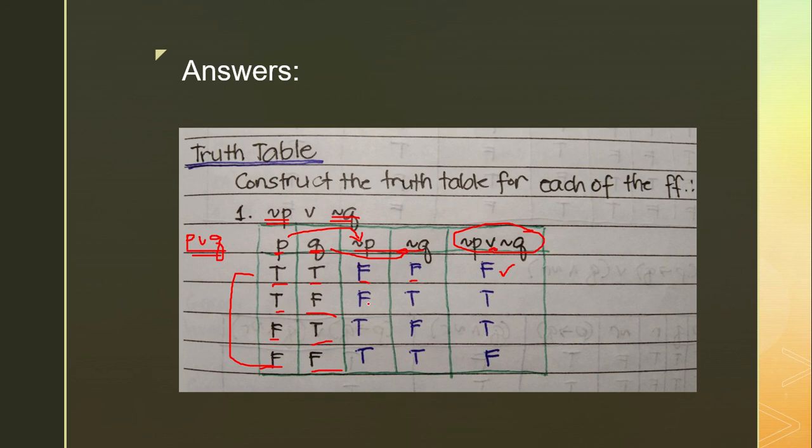False or true is true. True or false is true. True or true is not false, but true. No, this is a disjunction. So therefore, whenever there is at least one true, the statement shall be true. So this is wrong. Again, the correct answer is. So that is the truth table.